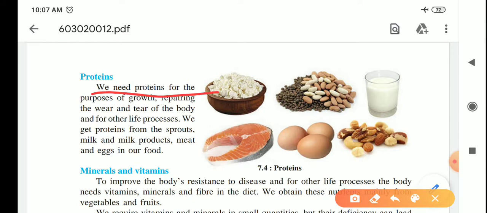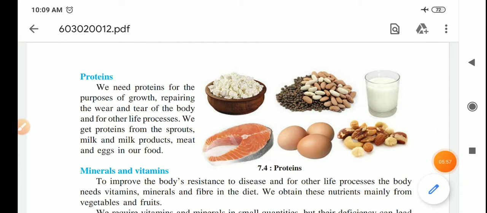We need protein for the purpose of growth, repairing the wear and tear of the body, and for life processes. We get proteins from sprouts, milk products, and various non-veg items. For people who like to eat vegetarian food, they can have beans, milk products, dry fruits to get an adequate amount of proteins. So this is all about the proteins. Protein is necessary for growth and repairing the wear and tear of the body. For sports persons, protein is very much necessary in order to have the best shape for their body and to have the best health.